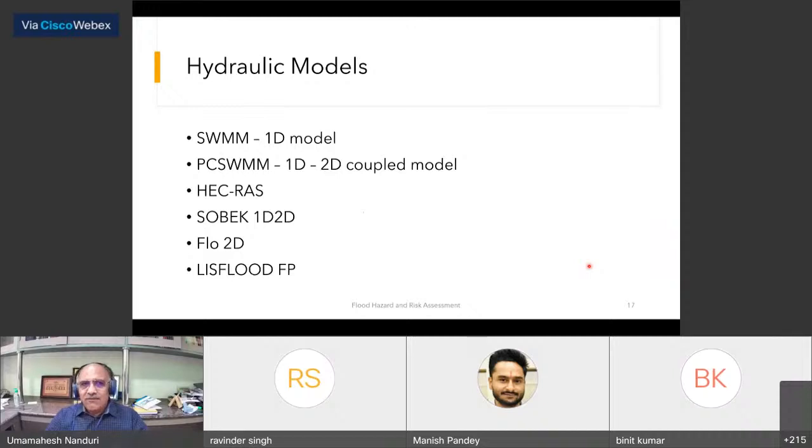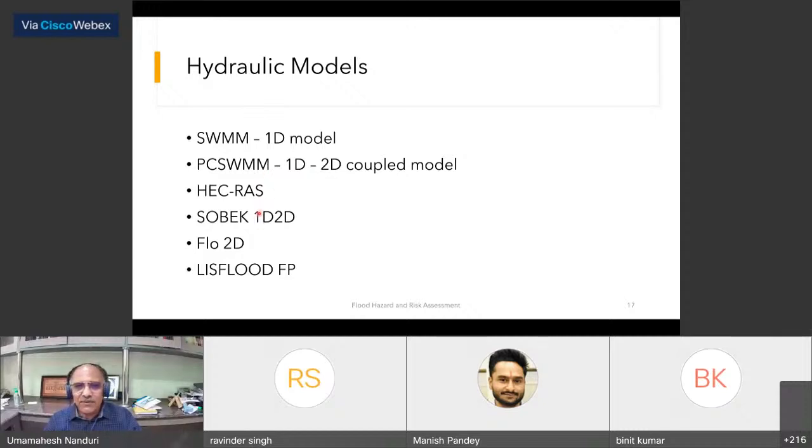Okay. There are several such hydraulic models. One is, as I said, SWMM. It's both a hydrological model as well as a hydrodynamic model, but it's only a one-dimensional model. In fact, an extension of this SWMM is what is known as PCSWMM, which is a 1D, 2D coupled model, but it's a commercial package, whereas this is an open source software. This is a commercial package.